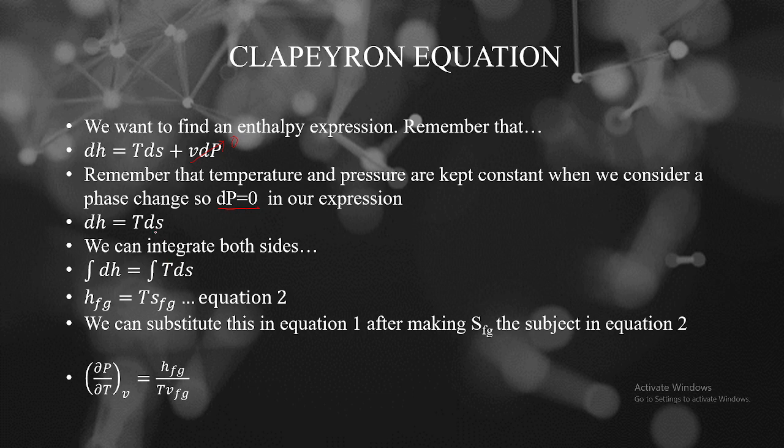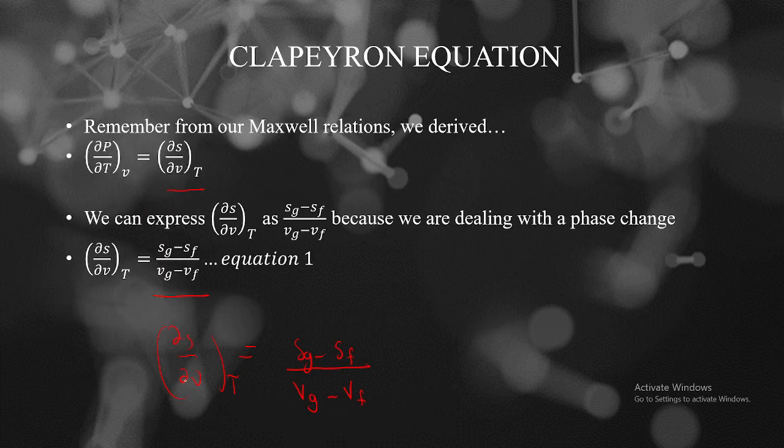Now this is the essence of the formula we're trying to derive over here for equation 1, right? We'll see the essence very soon. So let me point this out. We can simplify this. We know that Sg minus Sf, right? We can represent it with S subscript fg, right? And then Vg minus Vf, we can represent it with Vfg, right?